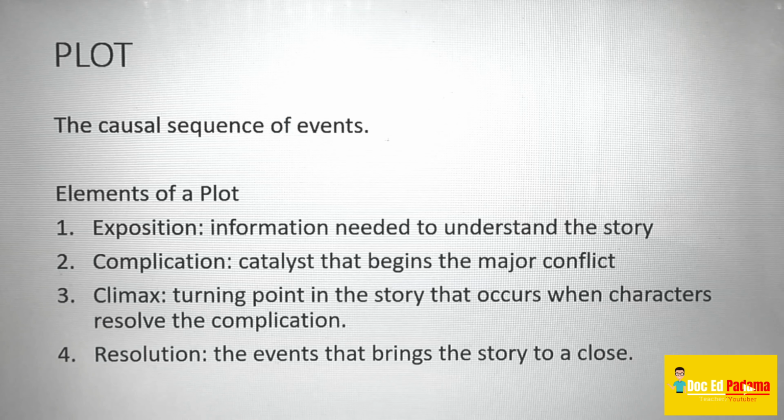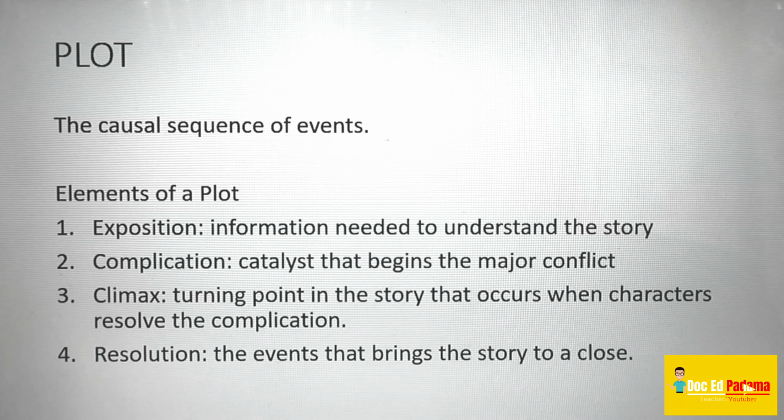The climax is the turning point in the story that occurs when the characters resolve the complication. So the climax is not the beginning of the conflict, the fight, the argument, the misunderstanding. When the complication is already being resolved or going towards resolution, that is already considered the climax of the story.